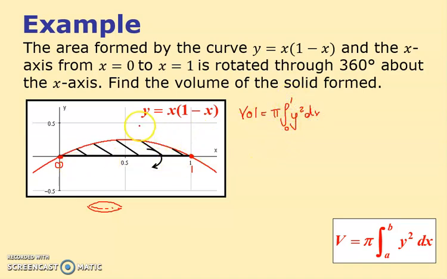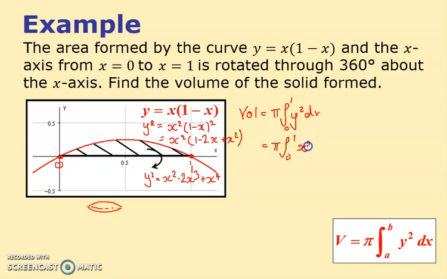But we need to know what y squared is, not just y. That would give you x squared times (1 minus x) all squared. Let me tidy this up: (1 minus x) squared is 1 minus 2x plus x squared. Therefore y squared, if I multiply out those brackets, is x squared minus 2x cubed plus x to the 4. So this is what I'm going to use: pi times the integral from 0 to 1 of x squared minus 2x cubed plus x to the 4 dx.